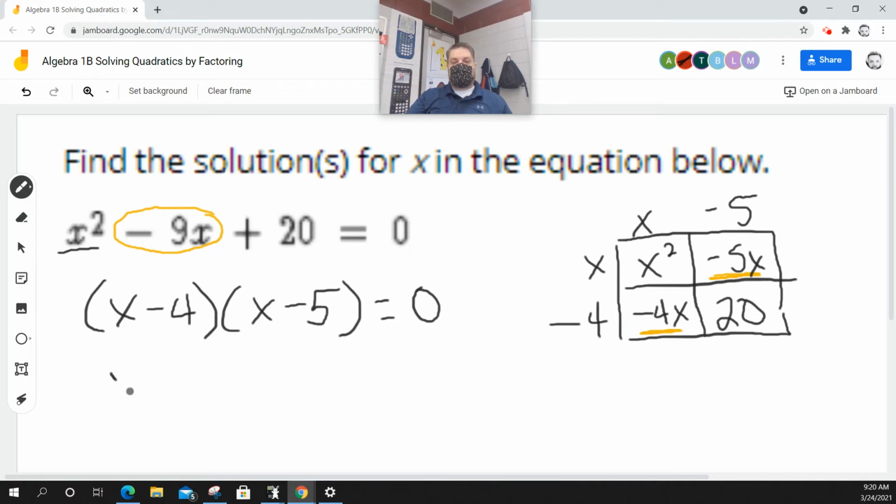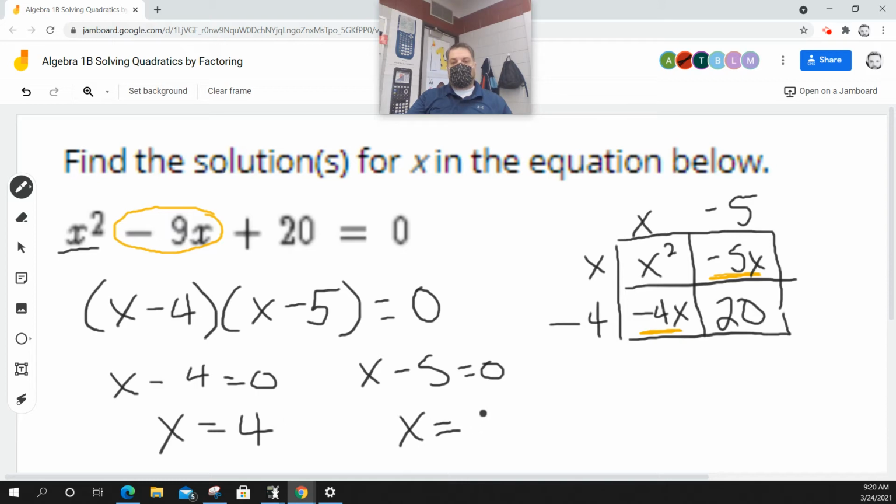That's all equal to 0. So what does that mean? That means x minus 4 has to equal 0, and x minus 5 has to equal 0. So then I get x equals 4, and I get x equals 5. And that's it.